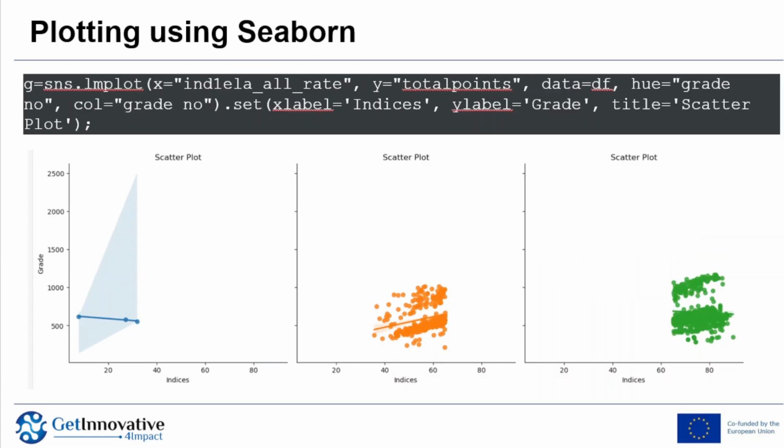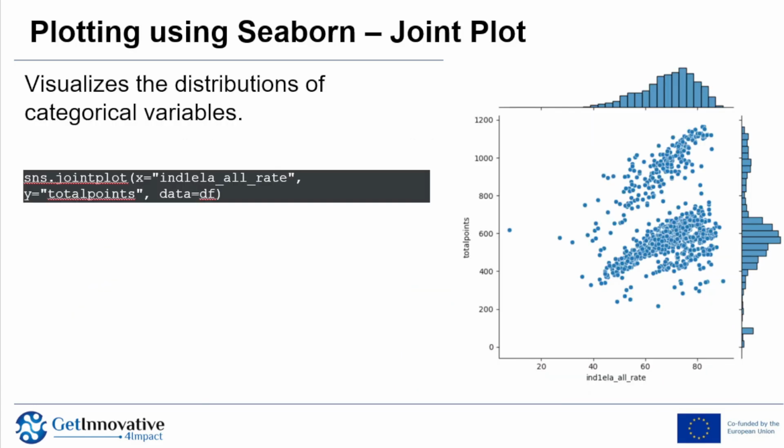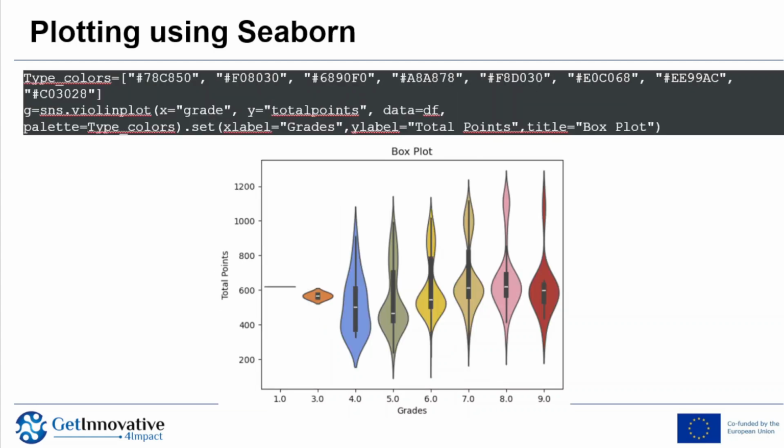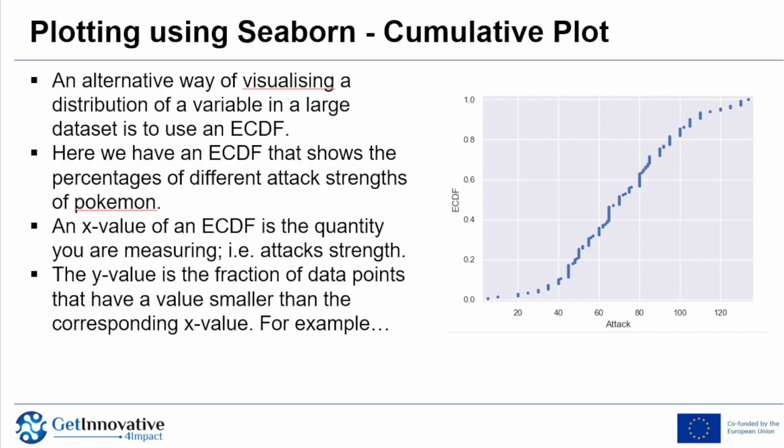We can plot many kinds of plots by using Seaborn, just like the joint plot. The box plot can also be designed using Seaborn. We can also find it like this. If we want to make a cumulative plot, we use a way of visualizing the distribution of a variable in a large data set.